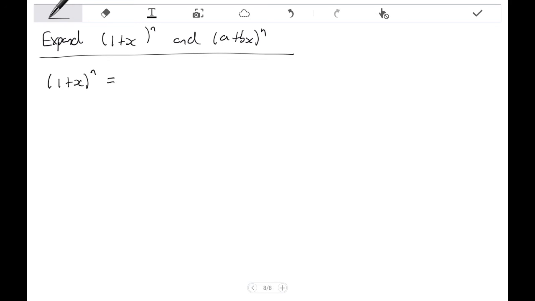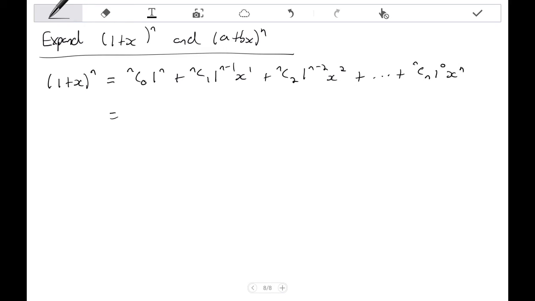What do we have? Well, we will have n choose 0, 1 to the n, add n choose 1, 1 to the n minus 1, x to the 1, add n choose 2, 1 to the n minus 2, x squared, add dot dot dot, n choose n, 1 to the 0, x to the n. Okay, right, using the definition of our combination of our n choose, we'll rewrite this.